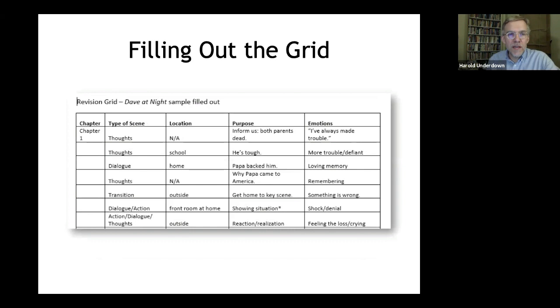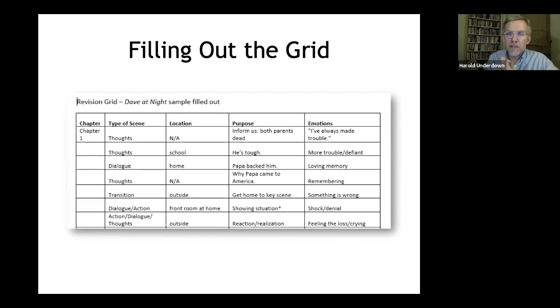So here's what I put down for the first chapter, which in the book is, I think, 6 pages. It's not a very long chapter. And it covers a surprising amount of ground. And here's where I had some interesting work with what I'm defining as a scene. The first couple of pages take place largely in Dave's head.